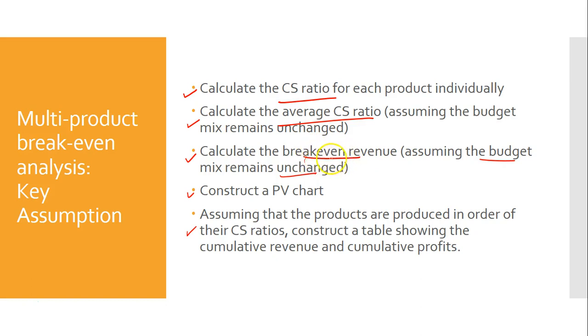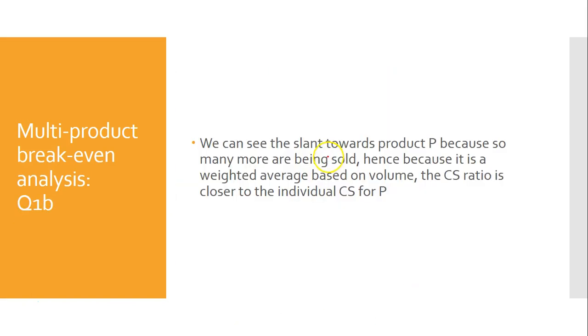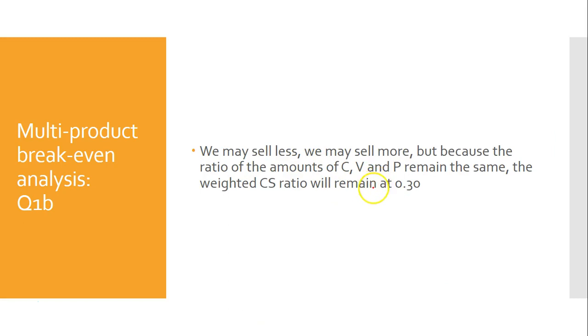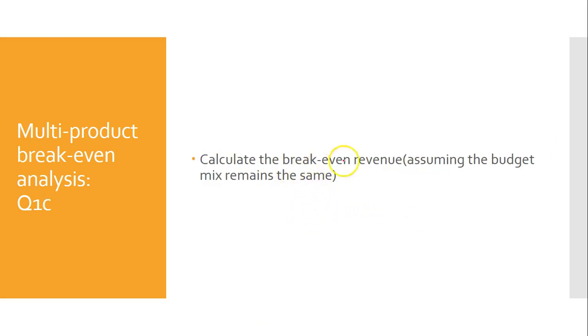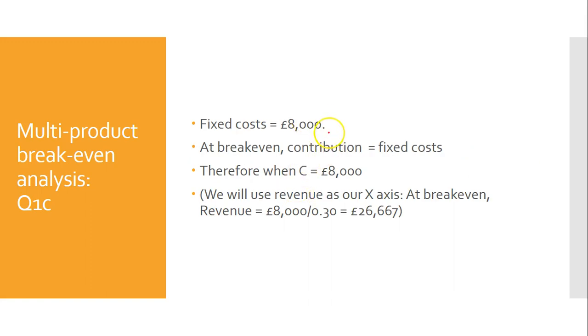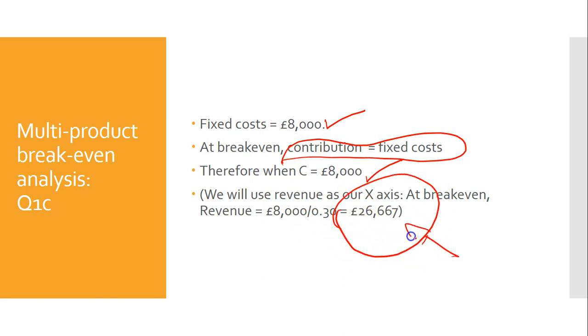If the C over S ratio is 0.3 and we know what the fixed costs are, we can calculate the break-even revenue. We know our fixed costs are 8,000. And at break-even, we've already agreed that contribution is equal to fixed costs. So when contribution is 8,000, that means the break-even revenue is 26,667.